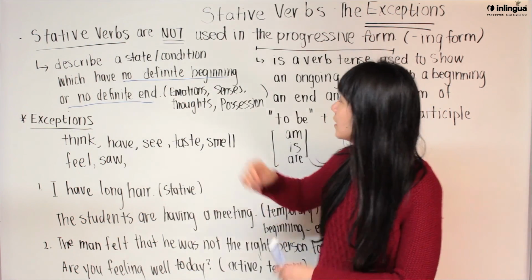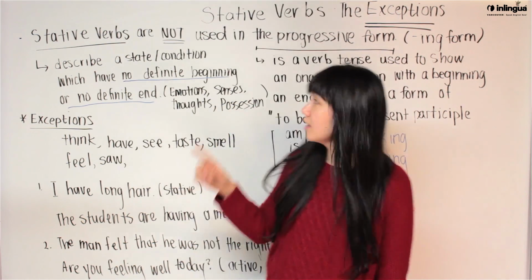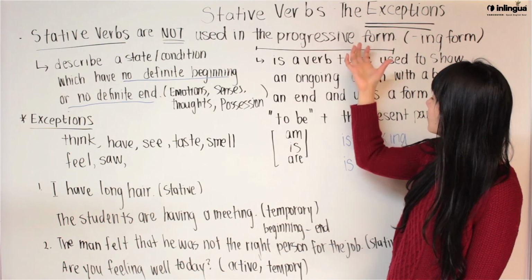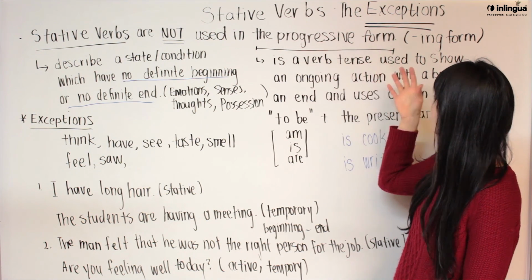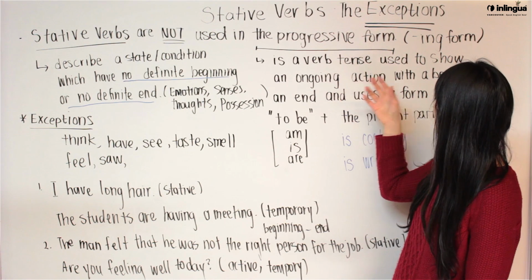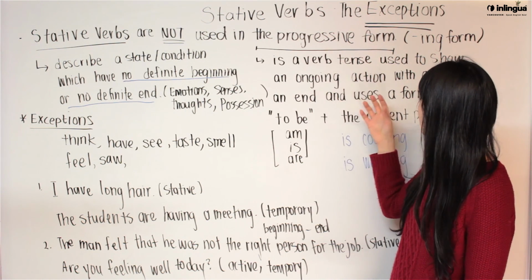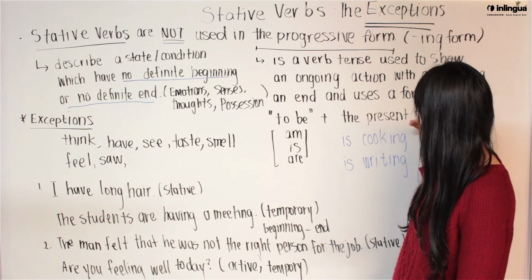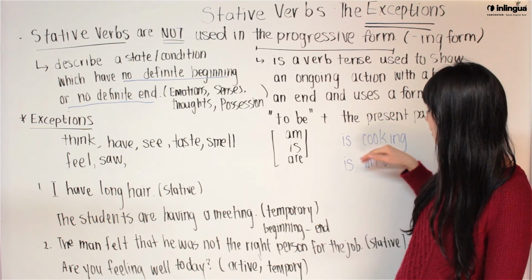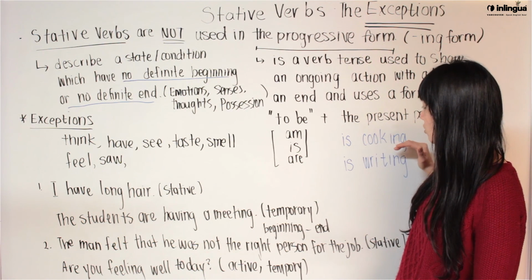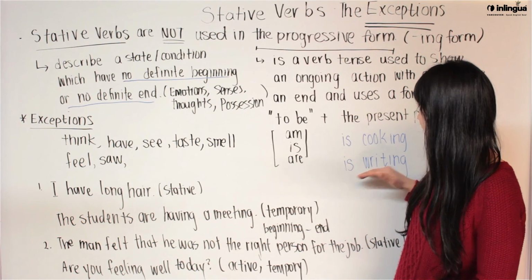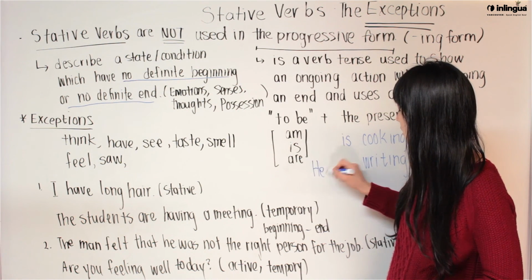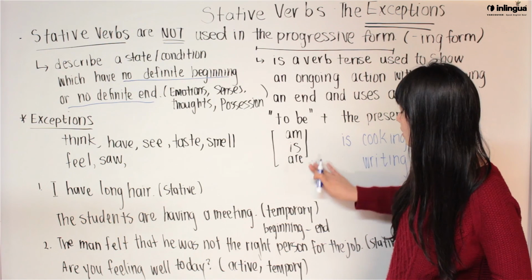So the exception: stative verbs are not used in the progressive form. Again, to refresh your memory of what a progressive form is, it's a verb tense used to show an ongoing action with a beginning and an end, and it uses a form of to be, is or are, plus the present participle. So here's an example. Is cooking: cook is the verb, plus the ing. Another example is writing. You can change this to a sentence, he, or no, let's do they.